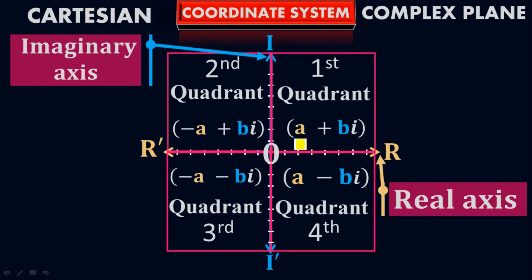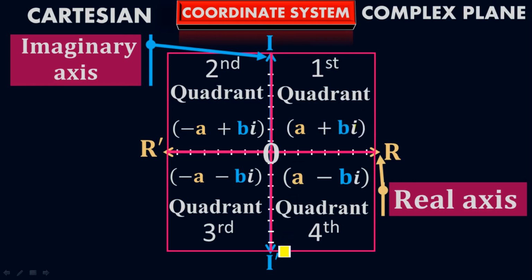This a is my real part. It is the value along this horizontal line, which is the real axis. That's why we call it the real part. This b iota is the imaginary part. Look, we know that the number with the iota is the imaginary number. Since b has iota, therefore this is the imaginary number.